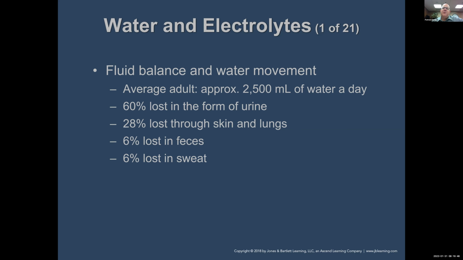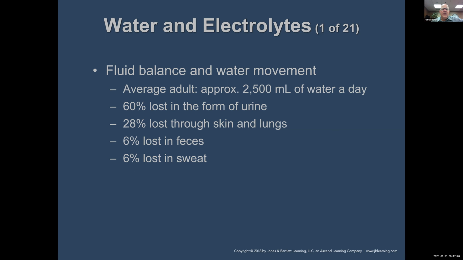Your saliva, your mucus gets thicker. You can't express it out of the lungs better. Everything just gets really dehydrated because we're losing 60% of what we consume daily in urine. And we sweat and we breathe and we're losing 28% of that 2,500 milliliters through the skin and lungs. And then we're pooping and poop is hydrated and we're losing 6% right there.